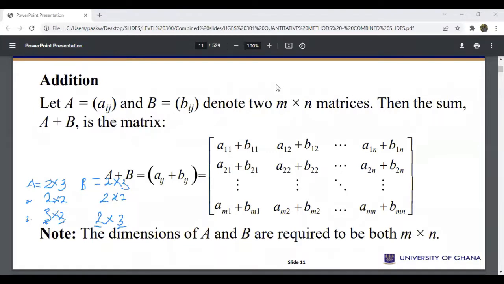So any question up to this point, because I want us to take some examples and deal with how to add two or more matrices.